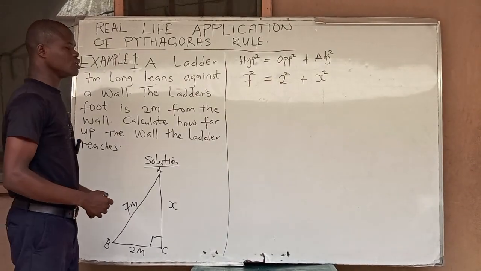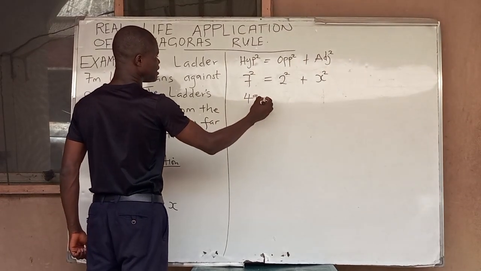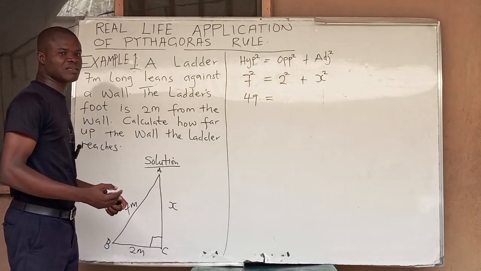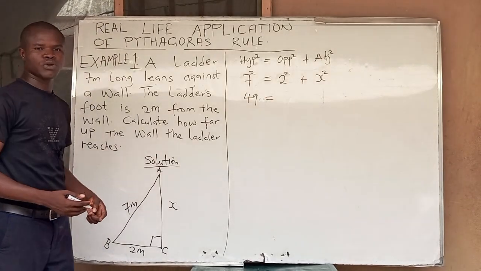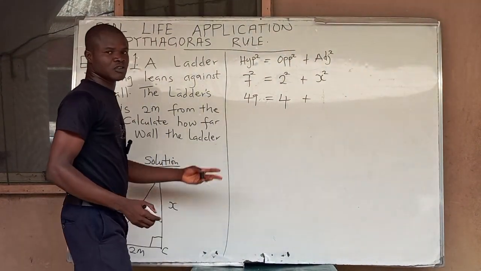The next thing to do is to evaluate. So let's go. 7 square will give you 49, because 7 square means 7 times 7. And 2 square will give us 4. Then plus X square.